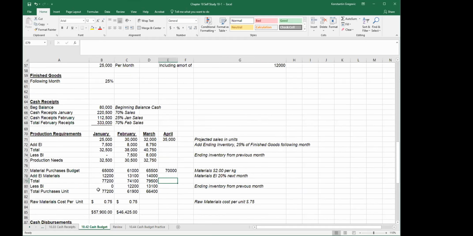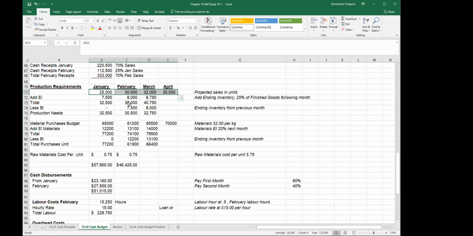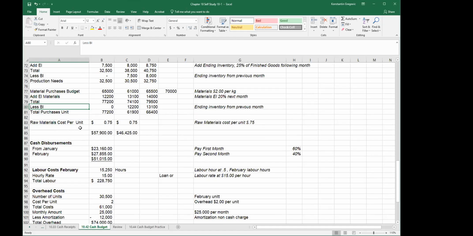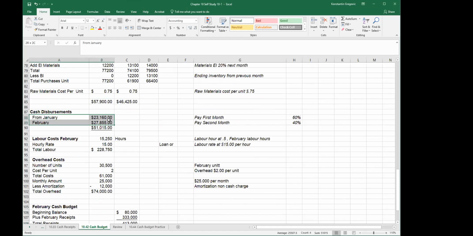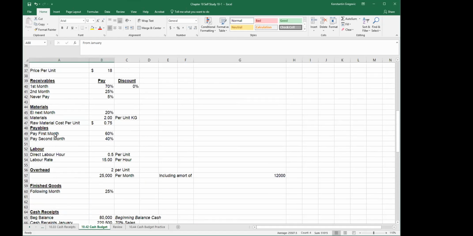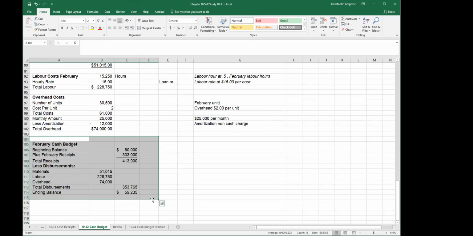You need to practice on production requirements, because the first step is your forecasted sales in units. Once you have your production requirements, you calculate a materials purchases budget. When you do your business case, it's the same thing. You're going to do a materials purchases budget, adjusting for ending and beginning inventory. Once you've got your materials adjusted for these months, then you do the disbursements based on your payables. How much is payable the first month? How much is payable the second month in order to do your cash budget?